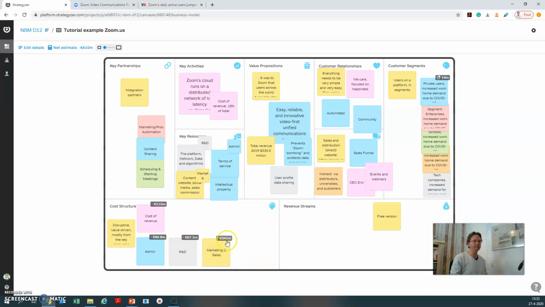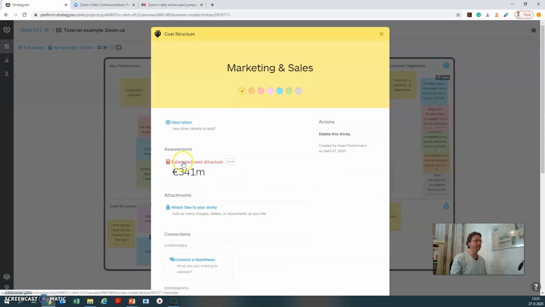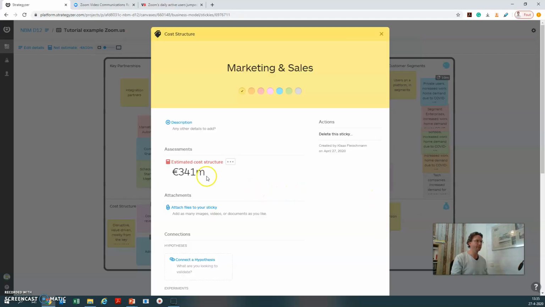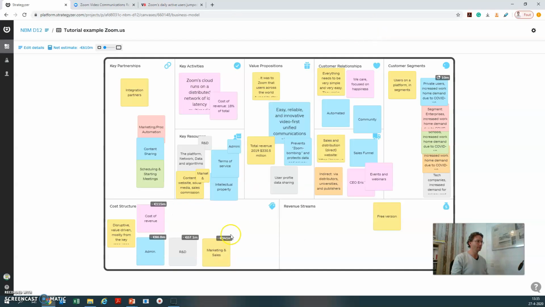Now, how do I get these numbers onto these sticky notes? Click on them, click on estimated cost structure, fill in fixed or variable. Now, based on this particular income statement, I could not tell if this is fixed or variable. So just to be sure, I keep them fixed and I fill in the number here and I click on save, which I will not do now because I didn't change anything. And the particular number in cost occurs on the sticky note.